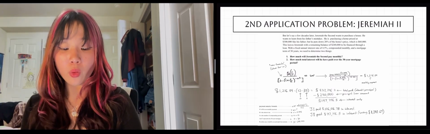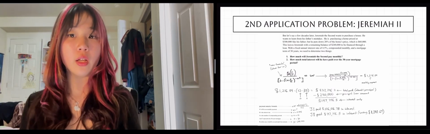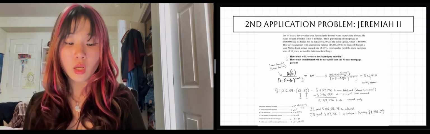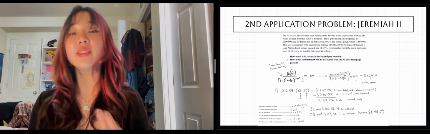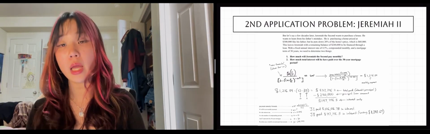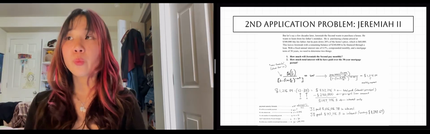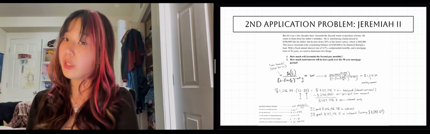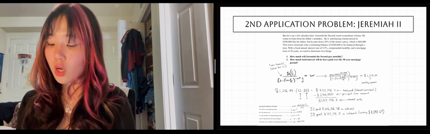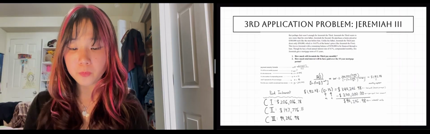And he ended up paying more even though Jeremiah II just put a little bit more, $10K more, in the initial process. So yes, you could theoretically save more interest. You can save on interest if you put a bigger down payment initially. However, what would happen if you had the same down payment, you had the same interest rate, but you had a shorter mortgage? Let's take a look with the third application problem with Jeremiah III.